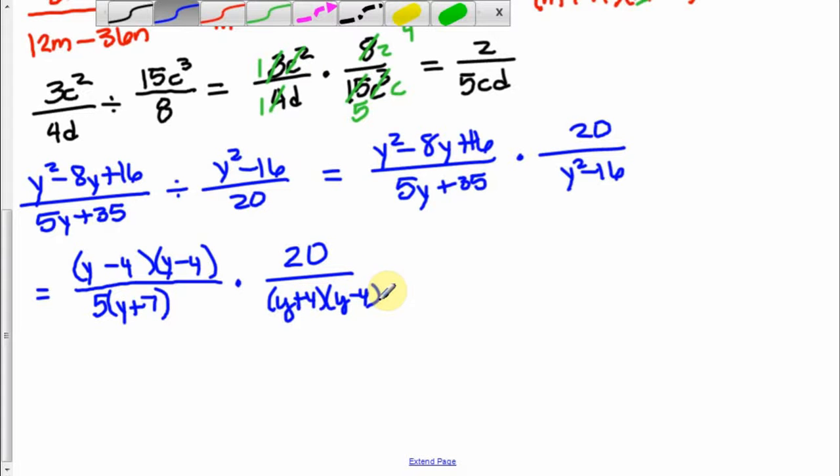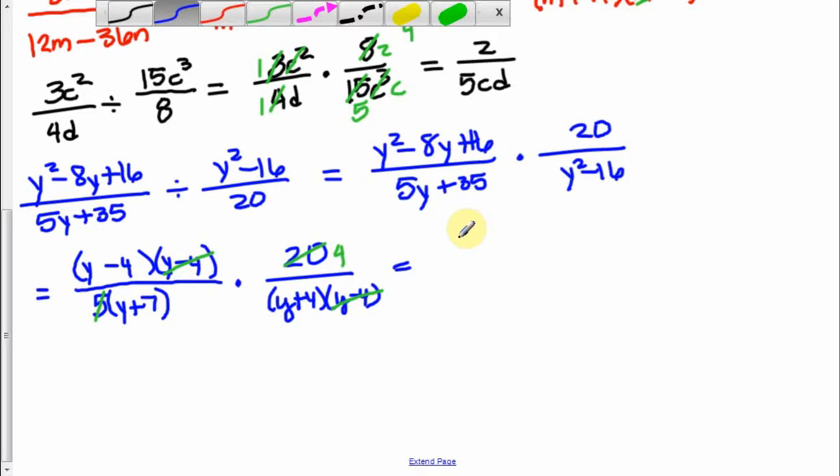And then you just start canceling or reducing, simplifying, whatever the word is that you like. Y minus 4 will cancel with the y minus 4 up here. It doesn't matter which one you mark out. The y plus 4 will not cancel with the y minus 4. They have to be exactly the same, and they're not. I do see that 5 will go into 5 one time and into 20 four times. And I believe that that is everything that we can do.